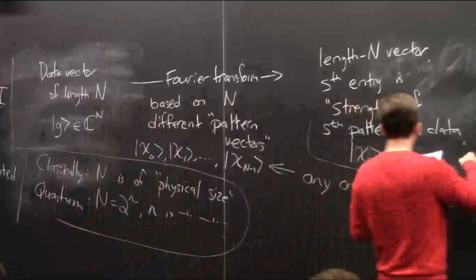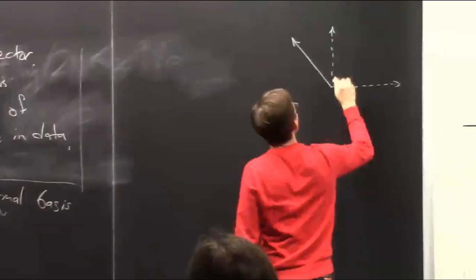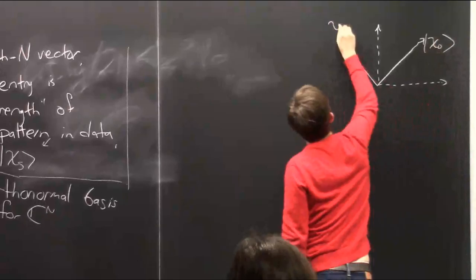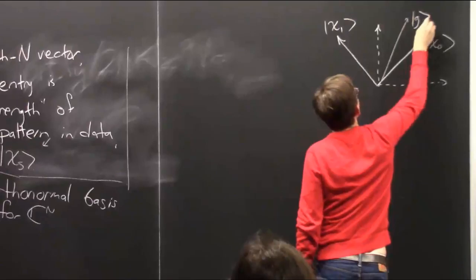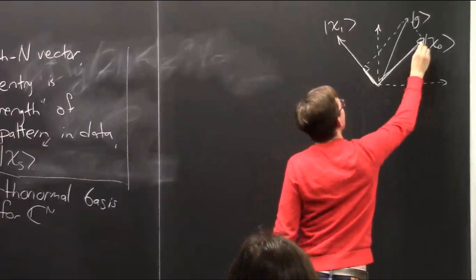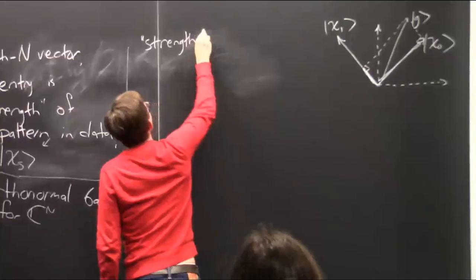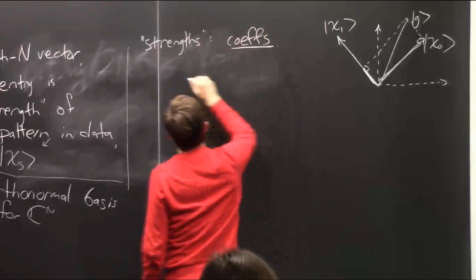Maybe here's some kind of picture in literally two dimensions. This is the standard basis. But then perhaps this is the chi basis, the pattern basis. And you might have some data vector here, G, and you might know its coordinates in the standard basis. And then this Fourier transform is really just working out what these quantities are, its coefficients in the new basis. So these strengths, I just mean the coefficients of G when represented in the chi basis.